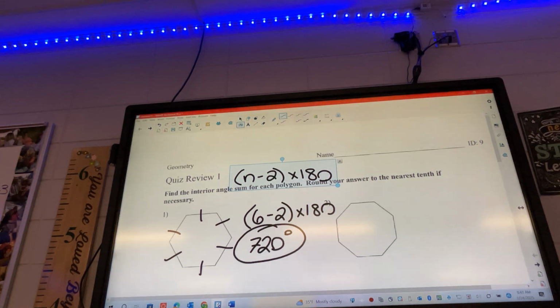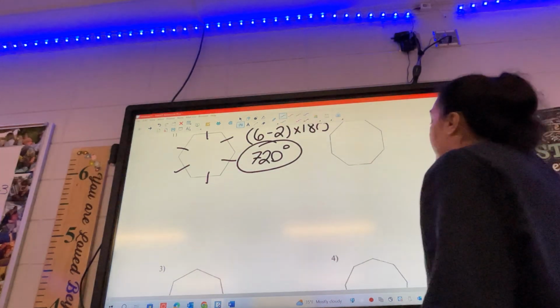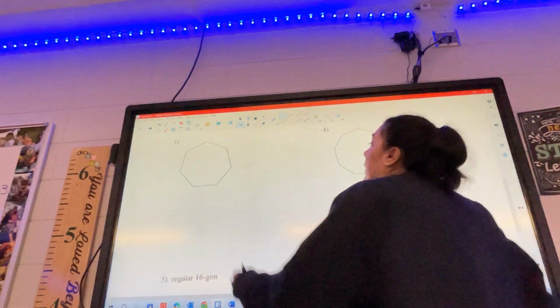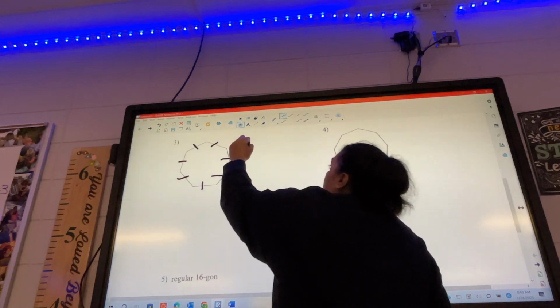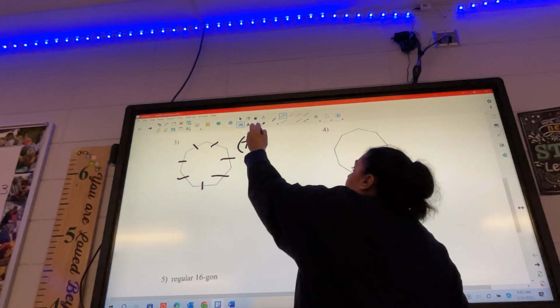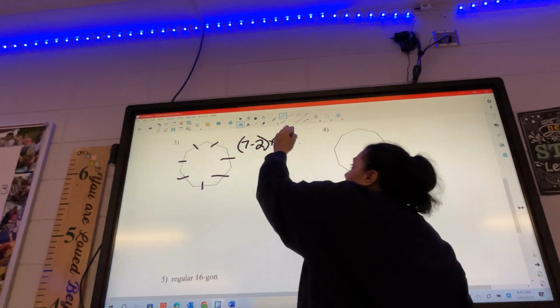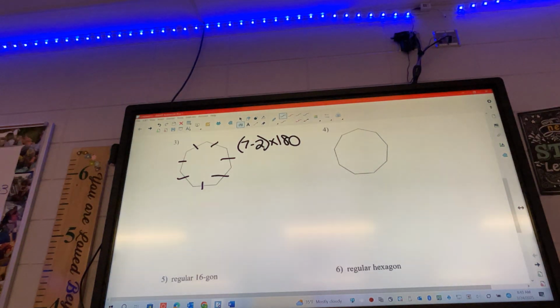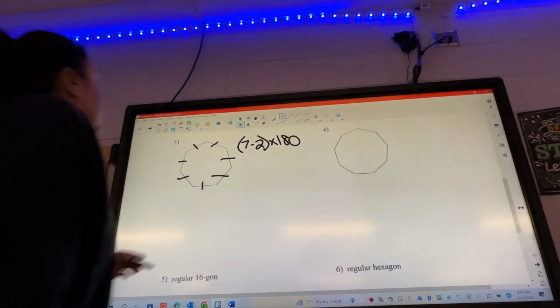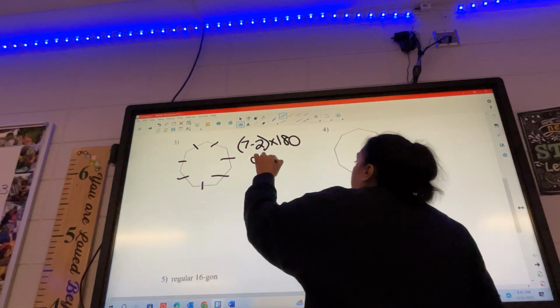Okay, number 3 is exactly the same. We're going to count the sides. Okay, so we got 1, 2, 3, 4, 5, 6, 7. So it's going to look like 7 minus 2 times 180. 900? Yeah. Okay. 900 degrees.